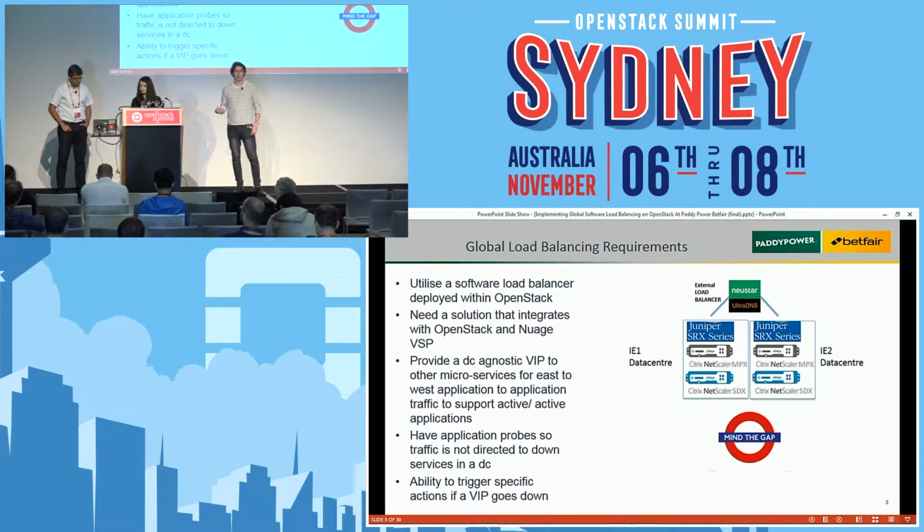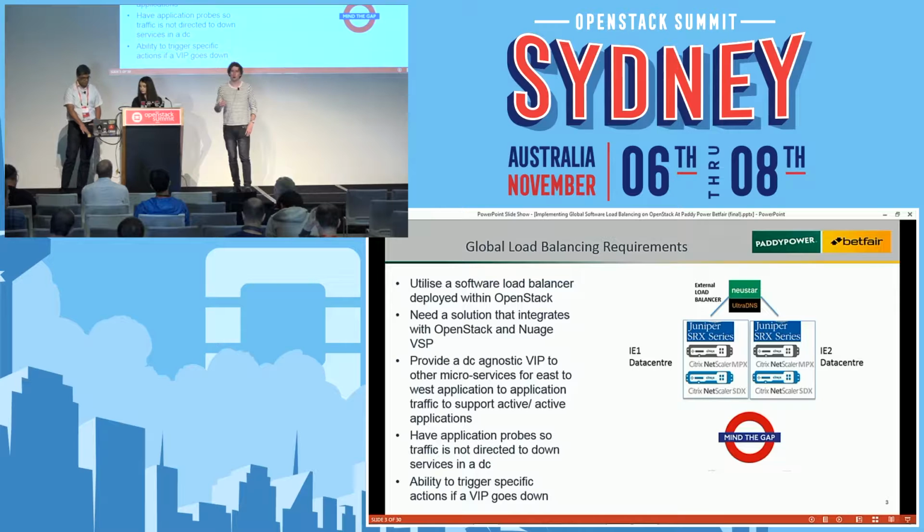The other requirements that we had was because we've got 2 data centers, we wanted to provide a DC-agnostic solution. So essentially, for internal applications, they would have a global VIP that teams would integrate against for application dependencies. So we're talking about east to west traffic here. Also, in the event of failure, we wanted the ability to be able to trigger actions, meaning that when a DC had an outage, it would automatically fail over to a second DC if required.